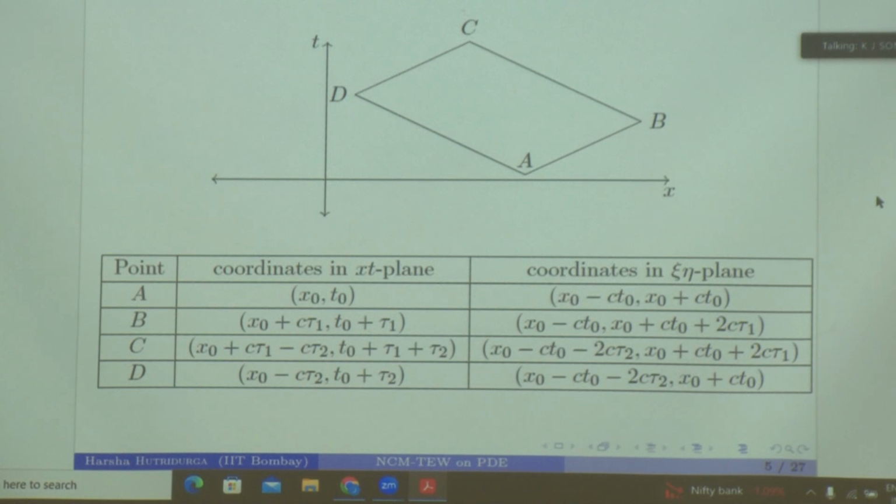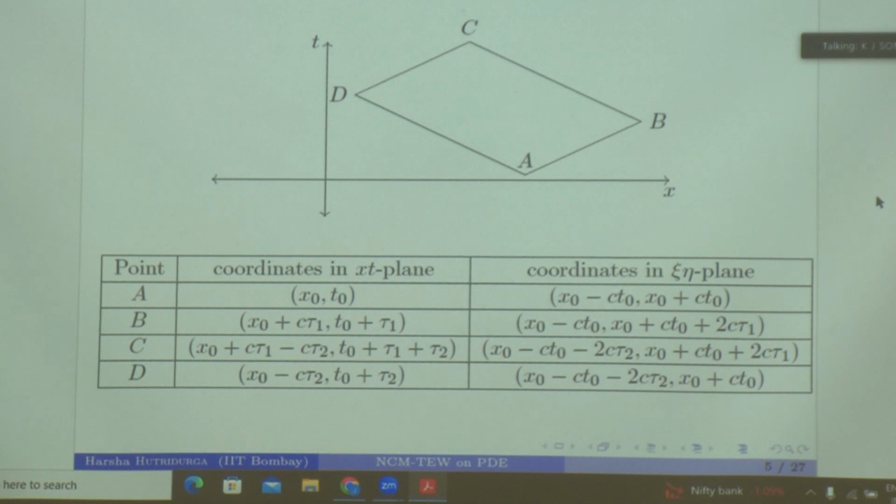So if you are starting here and if you are going by a slope of minus c, this fellow will have an x coordinate which is equal to x naught plus c tau 1 minus c tau 2, because you start here with x naught plus c tau 1 and you are going by slope minus c. So you go by that amount, because here you are already at t naught plus tau 1 and this length is tau 2. This length is tau 2. So you go, this is the thing, and this is t naught plus tau 1 plus tau 2. Okay.